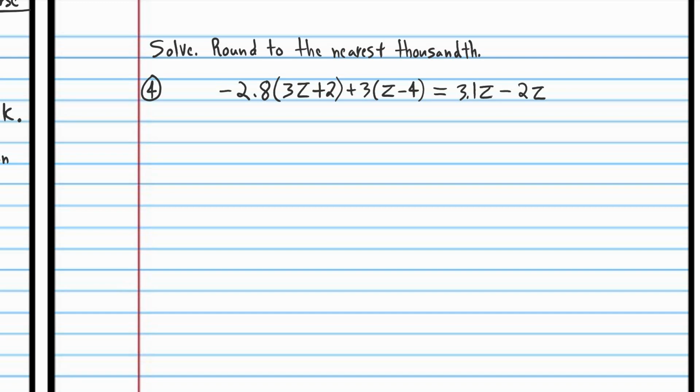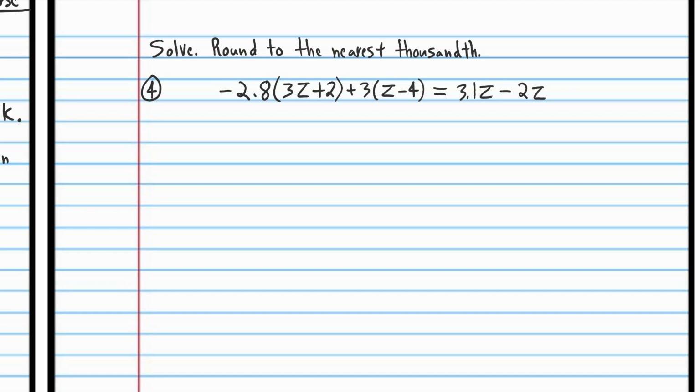2.8 times 3, because we're using distribution. The first thing that we need to do when we have an equation with parentheses is get rid of the parentheses. So we're going to multiply negative 2.8 times 3z, and then negative 2.8 times 2. That's the distribution rule, or the distributive rule. And then we're going to multiply 3 times z and 3 times negative 4. So we're going to use the distribution rule twice.